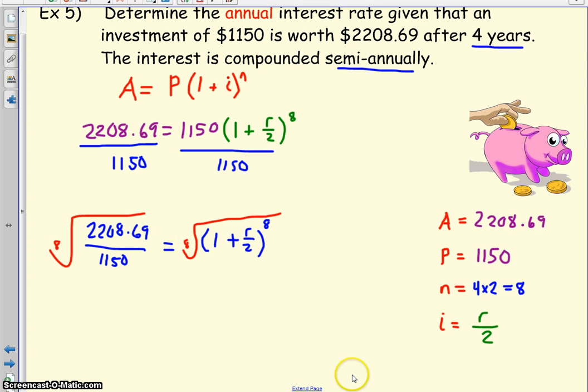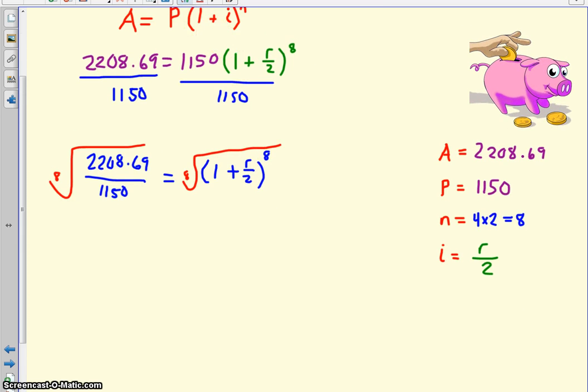And as ugly as it's going to look, it's just going to be a bunch of numbers I can run through my calculator eventually. So over here, I'm going to have the 8th root of 2208.69 over 1150. And over here, since that 8th root gets rid of that exponent of 8, I'm just going to have 1 plus r over 2. Okay, so it's starting to look a little bit nicer. I know the left side looks ugly, but again, it's just calculator work at this point. So I'm going to subtract 1 from both sides now.